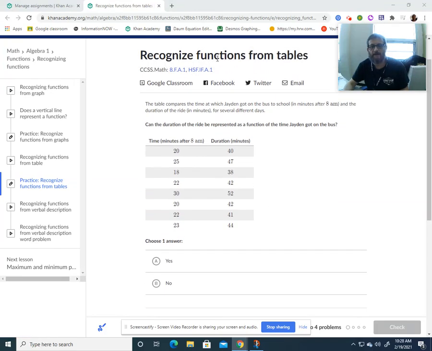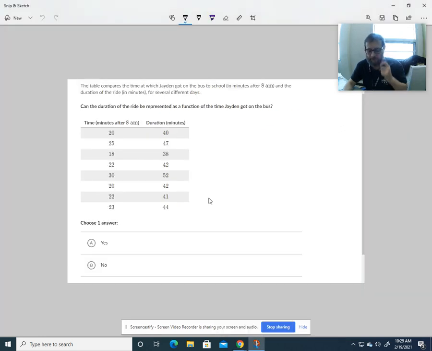Okay, guys, recognizing functions from tables. This is really straightforward stuff. When you're talking about recognizing functions from tables, there's only a couple of ways that something won't be a function. And really, let me just give a quick example.